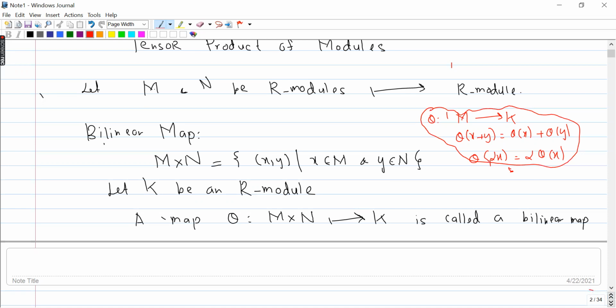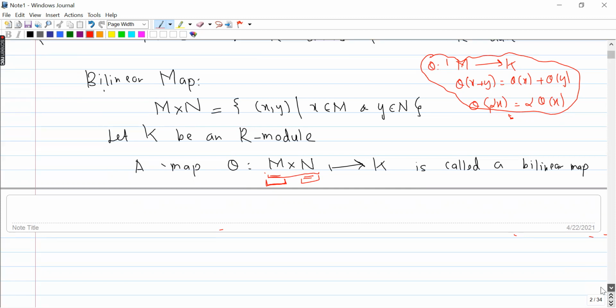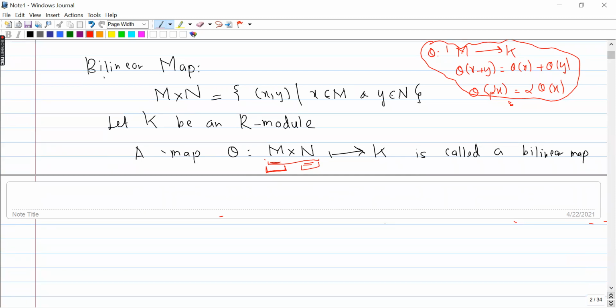But now I want to see a bilinear map. In the case of a bilinear map, what is the condition? Now we want to define a bilinear map from M cross N, which we know is also an R module. In this case, it should be linear in the first coordinate, and it should be linear in the second coordinate. That's why we term this map a bilinear map. Linear means linear in the first coordinate and linear in the second coordinate.